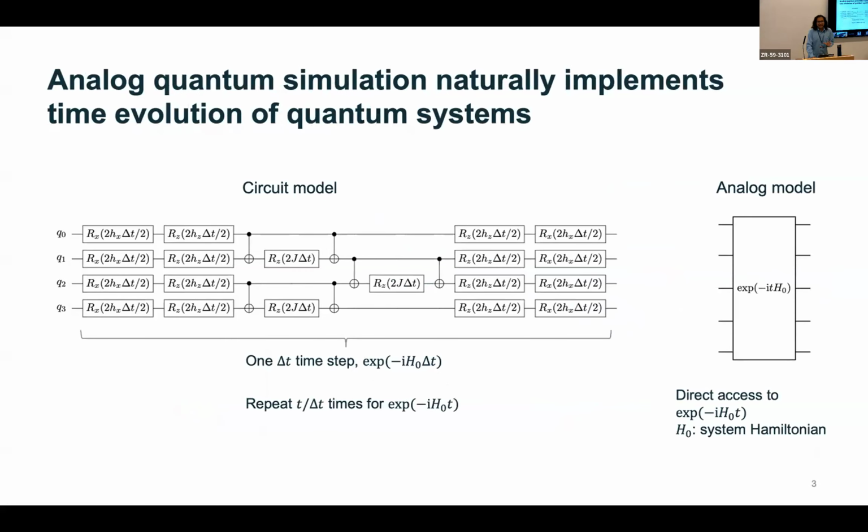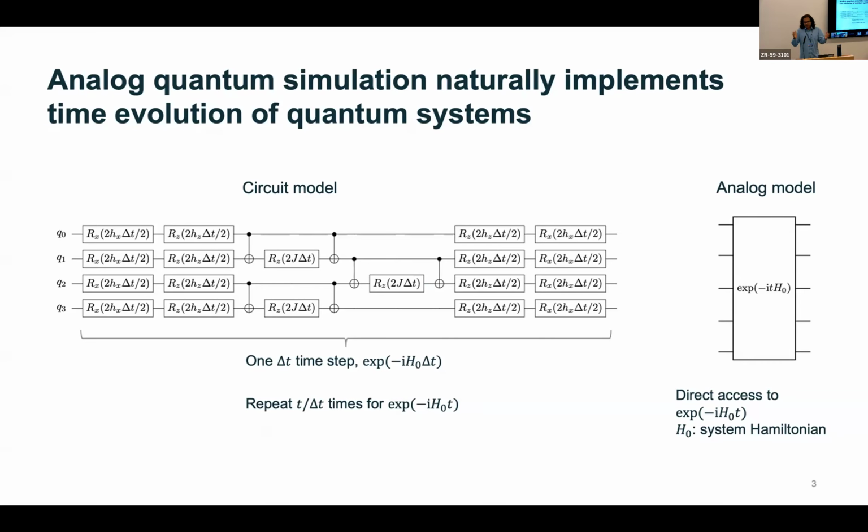Great. Now let me take a step back and say why we are thinking of analog quantum systems. In particular, when we think of circuit model quantum computation, a primary interest is doing time evolution. And oftentimes we have to take the time evolution operator, e to the iH0t, decompose it into a bunch of Trotter steps, and each Trotter step is a complicated circuit like this.